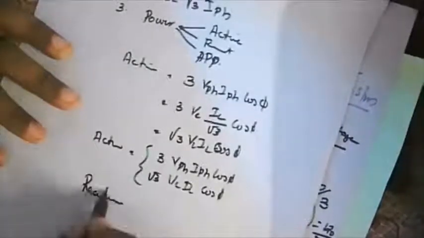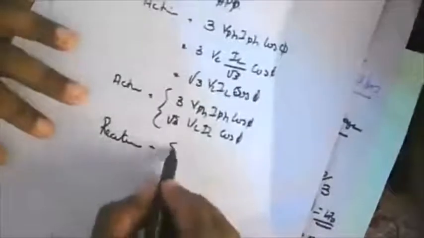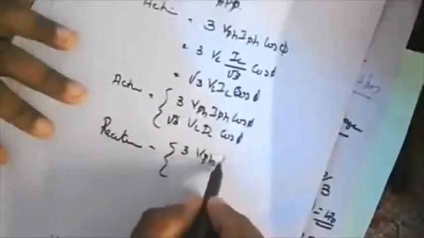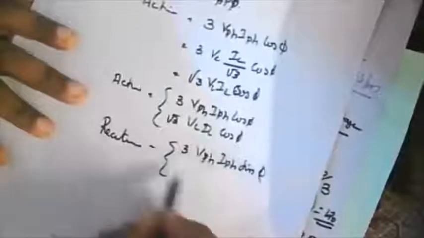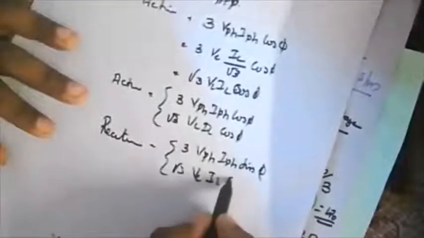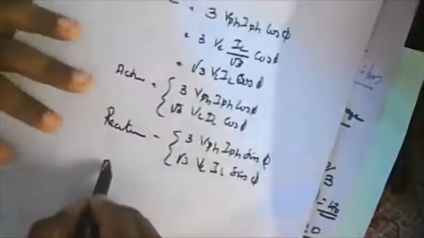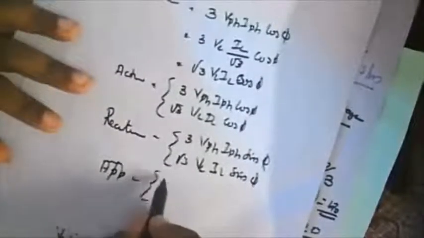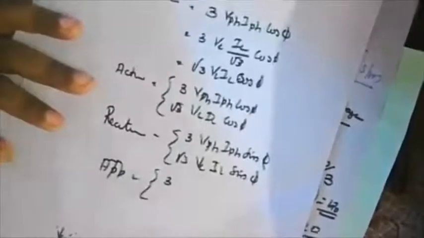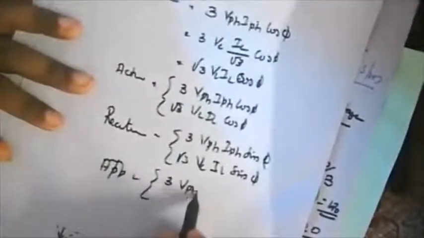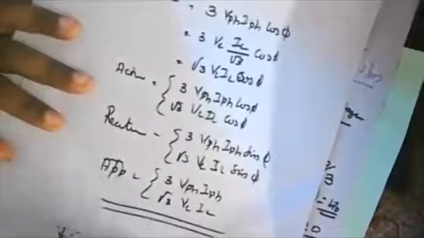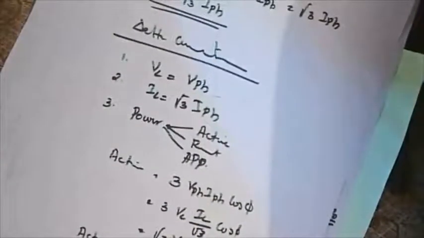Reactive power, similarly you can calculate, that is 3 V phase I phase sin phi or root 3 VL IL sin phi, and apparent power is equal to, as we observed in the previous case of a star, 3 V phase I phase or root 3 VL IL. Equations are same. The only difference is for a delta, VL is equal to V phase and IL is equal to root 3 I phase, and for a star, VL is equal to root 3 V phase and IL is equal to I phase. Thank you.